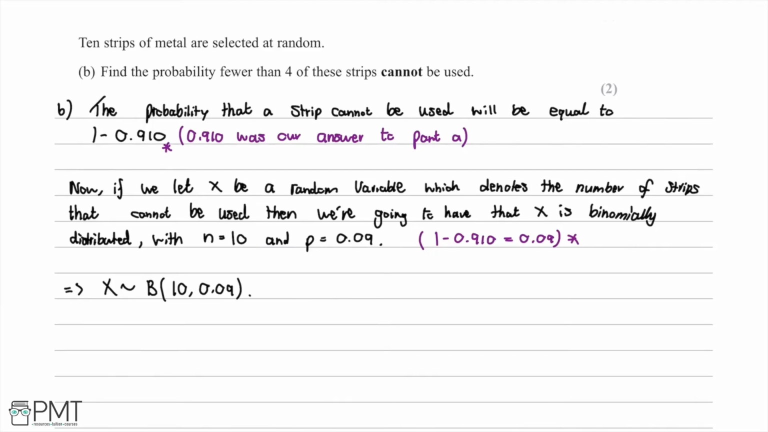So then what do we want to find? We want to find the probability that fewer than 4 strips cannot be used. So therefore, that is equivalent to saying we want to find the probability of a random variable x, where x is less than or equal to 3. And we can either do this in our calculator or read it from a table, and this comes out as 0.99. In this question there was 2 marks on offer, and we receive our first mark for correctly noticing and writing out the distribution. So in our case we have a binomial distribution, and then we receive our second mark for using either our calculator or the binomial tables to come to the correct answer of 0.99.